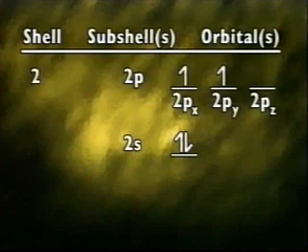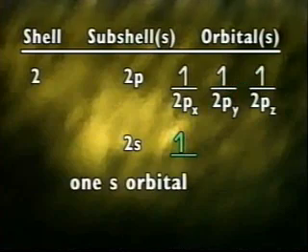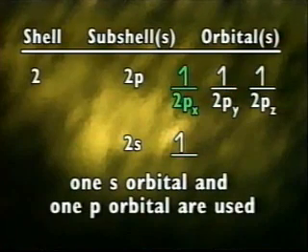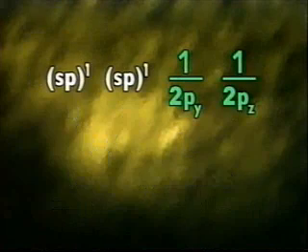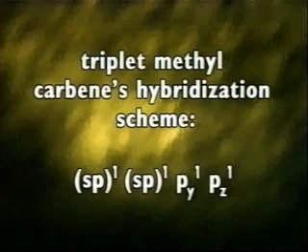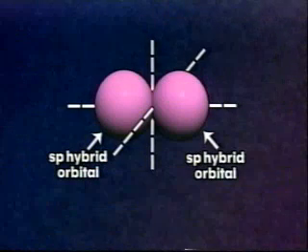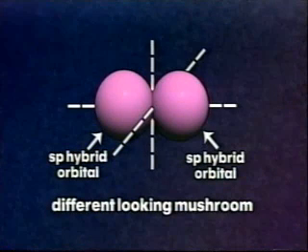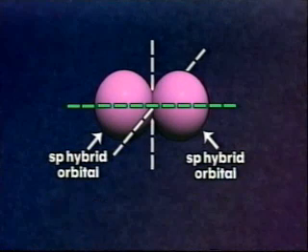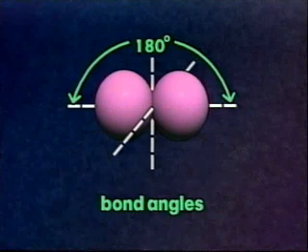In the linear hybridization scheme, 1 electron is promoted from the s orbital to an empty p orbital. For the mixing process, only 1 s and 1 p orbital are used, creating 2 sp hybrids. The remaining 2 p orbitals are left alone, and triplet methyl carbene's hybridization scheme becomes sp 1, sp 1, py 1, pz 1. The 2 new sp hybrid atomic orbitals have a distorted mushroom shape and point in opposite directions, yielding the linear arrangement and 180-degree bond angles.